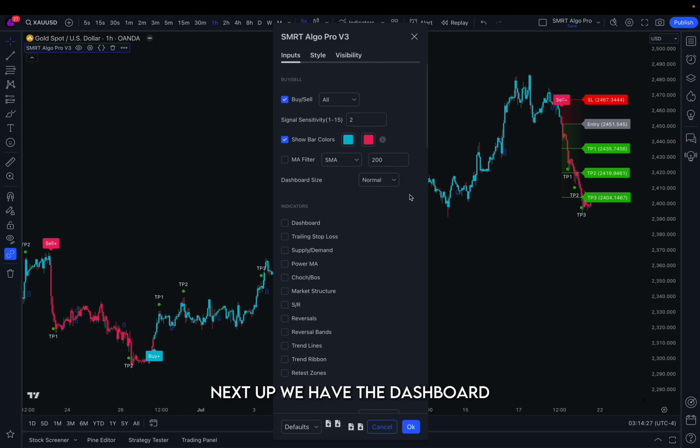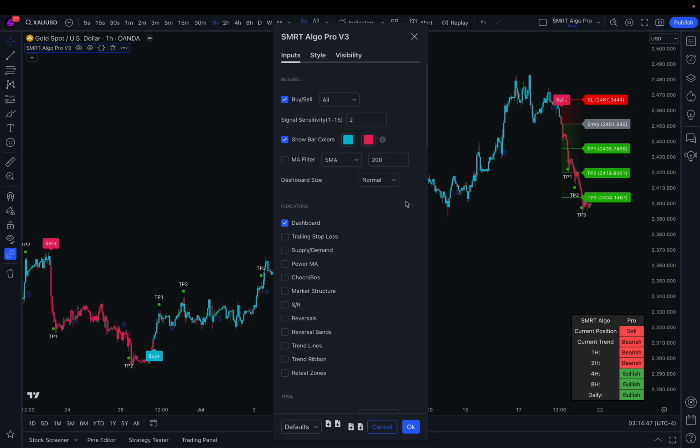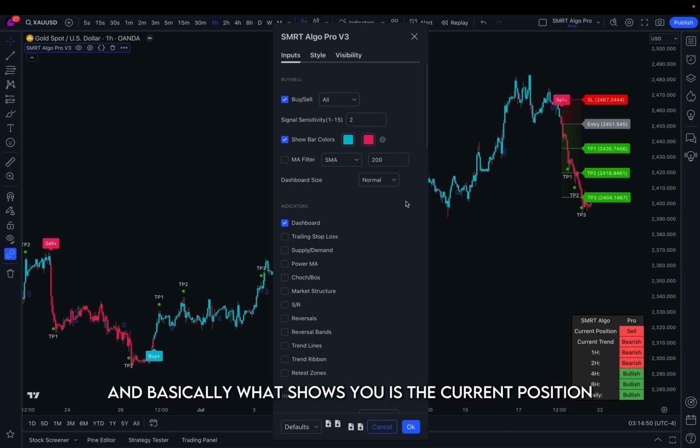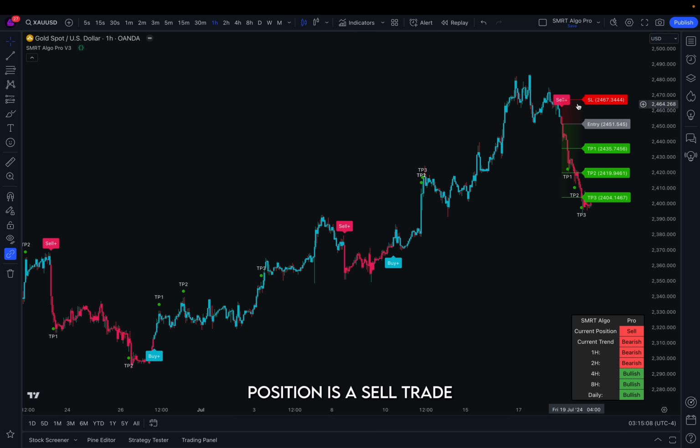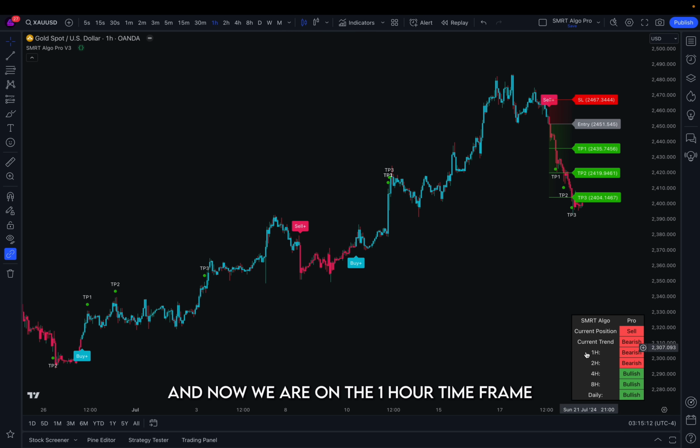Next up, we have the dashboard. So I'm going to turn the dashboard on by clicking on the check mark here, and you can adjust the dashboard size with the drop down here. And basically what it shows you is the current position and the current trend of the different time frames for you to make a quick top-down analysis. We can see here that our current position is a sell trade, and that we are on the 1 hour time frame, which is bearish. The 2 hour time frame is bearish as well, but on the 4 hour, the 8 hour, and the daily, we are overall bullish.